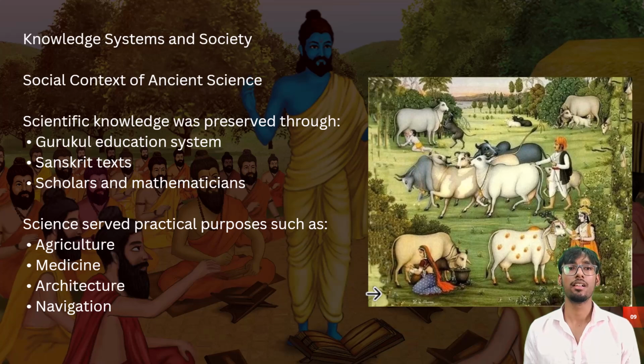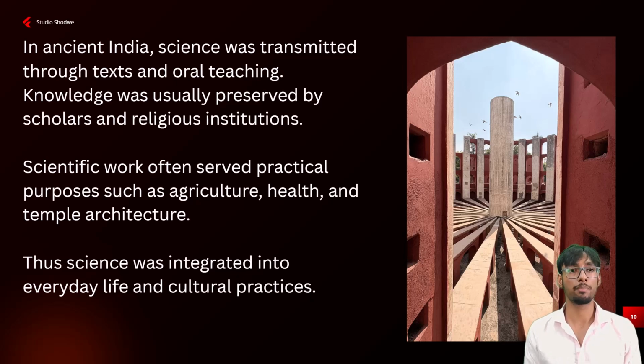Knowledge system and society. The social context of ancient scientific knowledge was preserved through the Gurukul education system, Sanskrit texts, and scholars and mathematicians. Science served practical purposes such as agriculture, medicine, architecture, and navigation. In ancient India, science was transmitted through texts and oral teachings. Knowledge was usually preserved by scholars and religious institutions. Scientific work often served practical purposes such as agriculture, health, and temple architecture. Thus, science was integrated into everyday life and cultural practices. The photo is from Jantar Mantar, New Delhi.